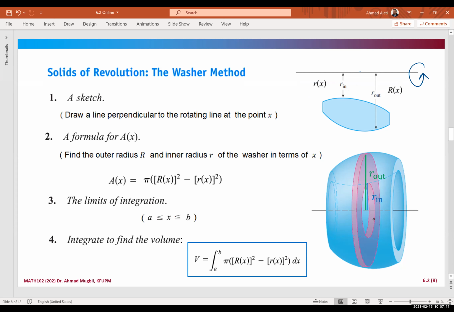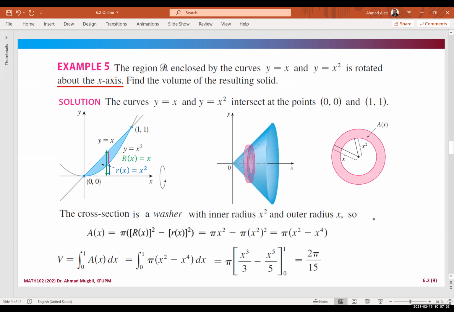So here, what will be the difference? The difference is that the area will not be just pi r squared. In fact, it will be pi multiplied by the outer radius squared minus the inner radius squared. You just need to find two radii here. Then integrate. This is an example, and please, Shabab, pay attention to how to find the inner radius and the outer radius, and how to know whether it is a washer or not.